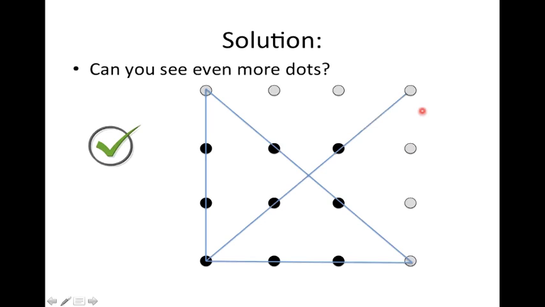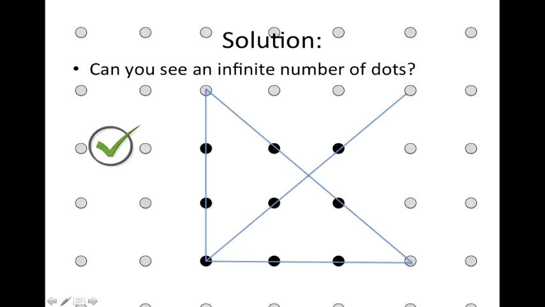So now can you see even more dots? We have put dots in here to make this a larger square, bigger than the one that we originally had, which was a 3 by 3. Now we have a 4 by 4, and that's where this one starts. Okay, so here we can see that there's an infinite number of dots, meaning that there can be an infinite number of ways to completing this problem.